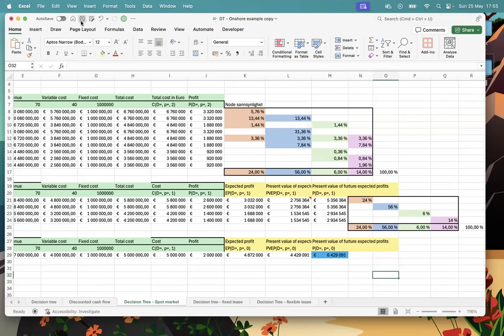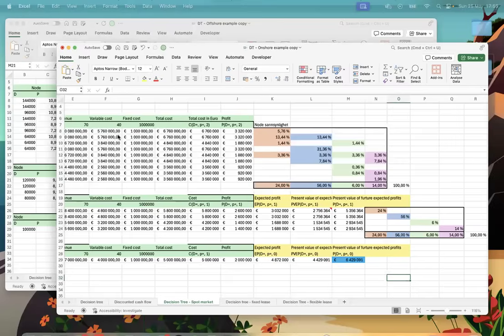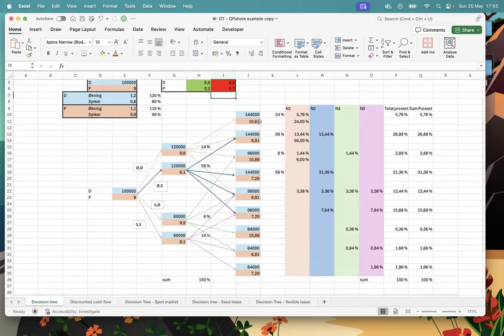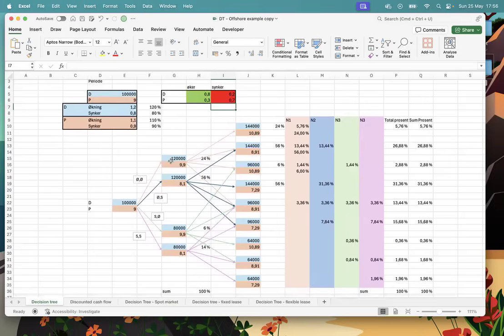All right, let's head over to the offshore. This example is the offshore one. As I stated, the decision tree is the same. Nothing changes on the decision tree. So we have made no changes here.